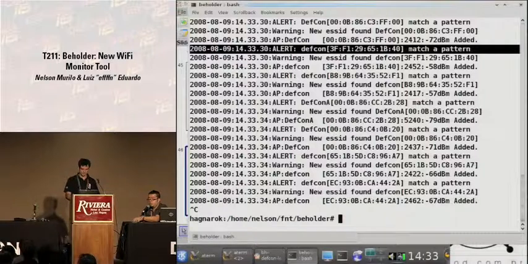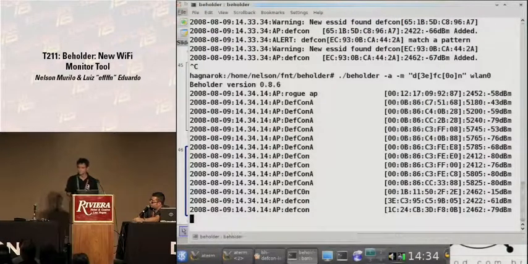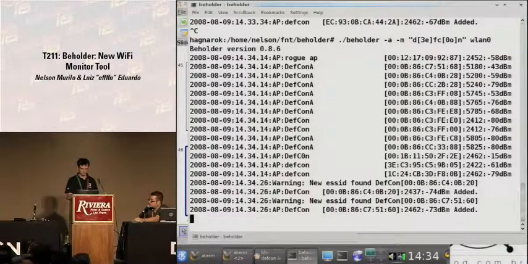So again, in distributed systems, you can have many laptops running and send everything to a syslog server and then have a decent syslog message parser or something to look for the Beholder stuff. So now it's totally the opposite. He's going to tell Beholder to watch for the networks. So in this case, he's saying, I care about any networks, all the APs that match this, and he's going to unplug the AP, his AP, and Beholder is going to say that the access point went away.